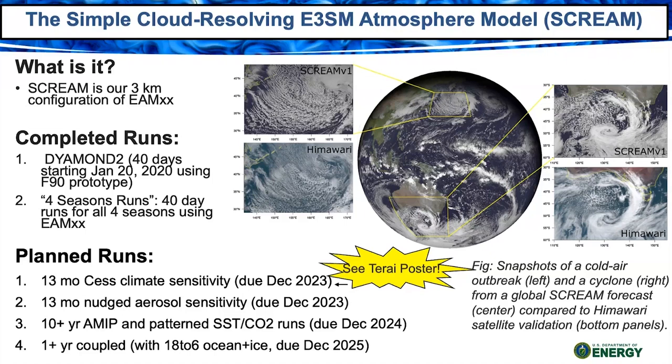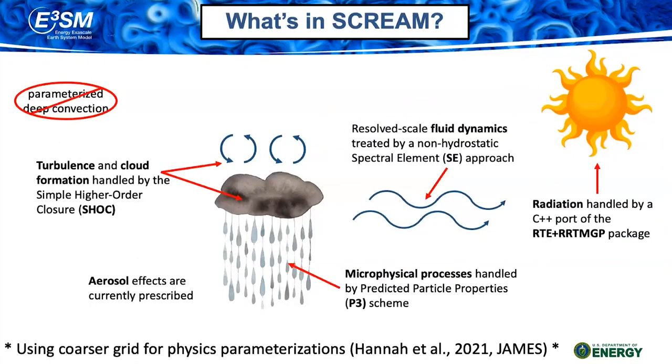So, in terms of what's in SCREAM, we don't have parameterized deep convection anyways. We're using the simplified higher order closure, or SHOC, for our turbulence and cloud scheme. This allows for skewed distribution, so it should be able to handle implicitly shallow convection. We're prescribing aerosols in this simulation, but there's a whole project called EAGLES that is delivering a prognostic aerosol capability for us based on the MAM scheme that we all know.